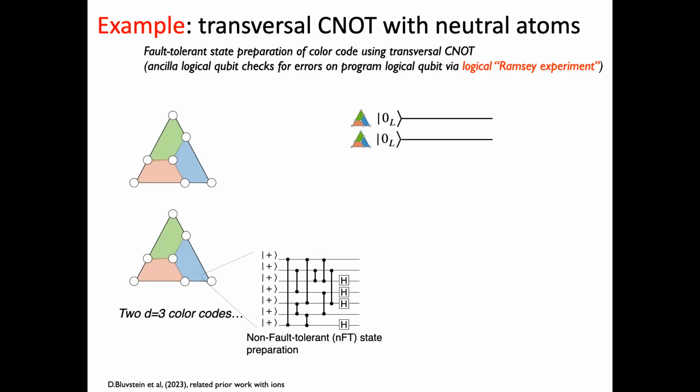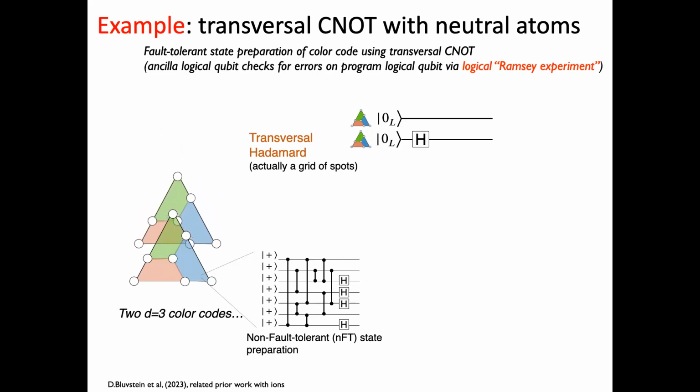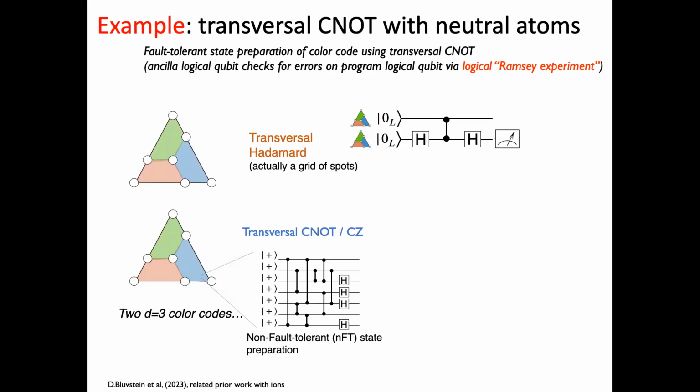Normally, when you do these circuits, you make an error. So one way to make this preparation fault tolerant is to use one of these encoded blocks to check on the other encoded block. Effectively, what it amounts to is a Ramsey experiment done with logical qubits. In this case, you need to apply a Hadamard operation on the upper one, rotate it into the X basis, then bring them together and do this transversal CNOT, then bring them apart, and then measure one of these qubits.